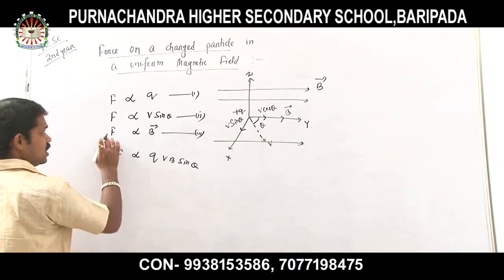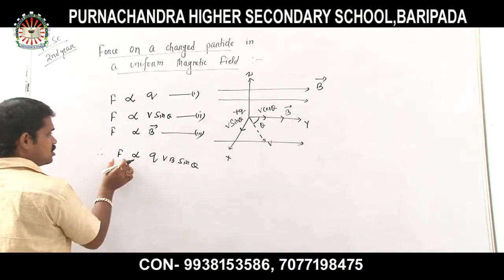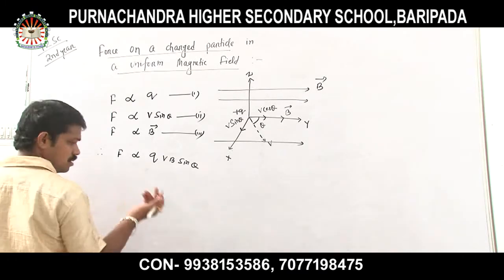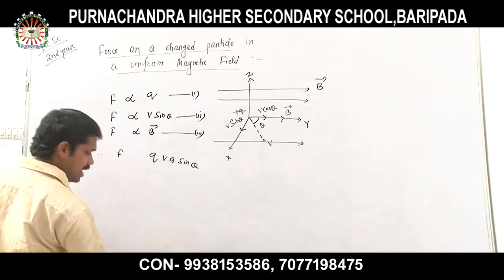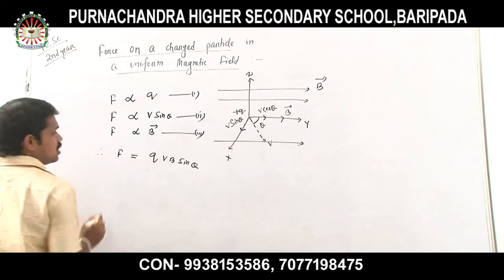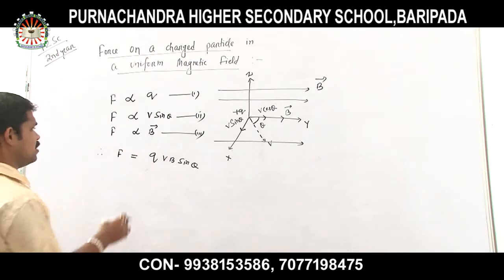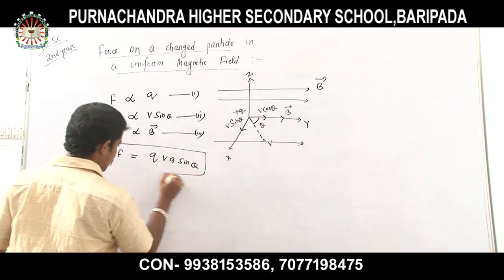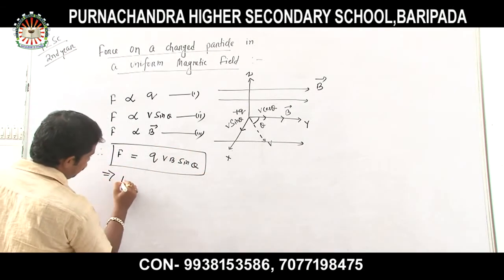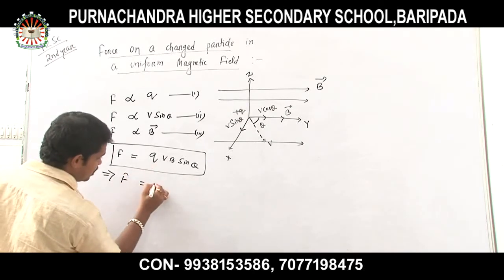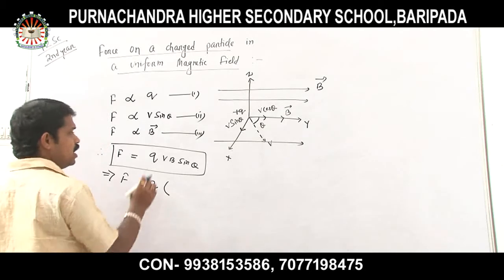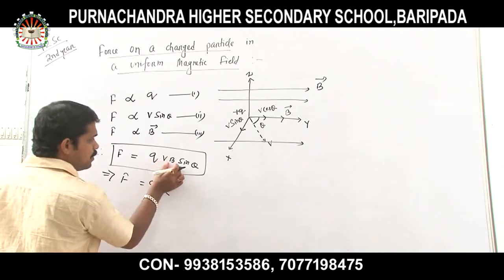Clear? Okay, so these depend upon these things. If I combine these three, that is proportional to q V B sin theta. Or I can directly write that F is nothing but q V B sin theta. Very simple. And that implies it can also be written in this manner, that is q whole into, look very carefully, q whole into V B sin theta.